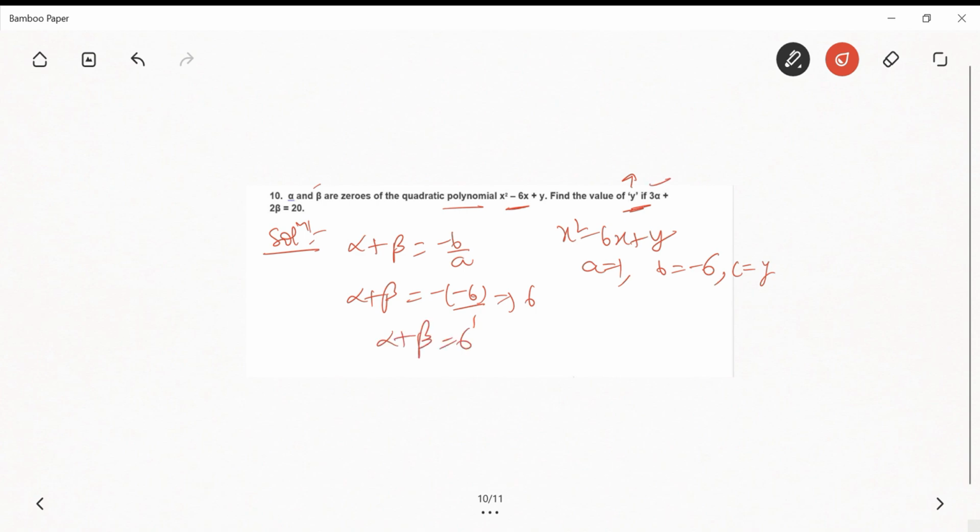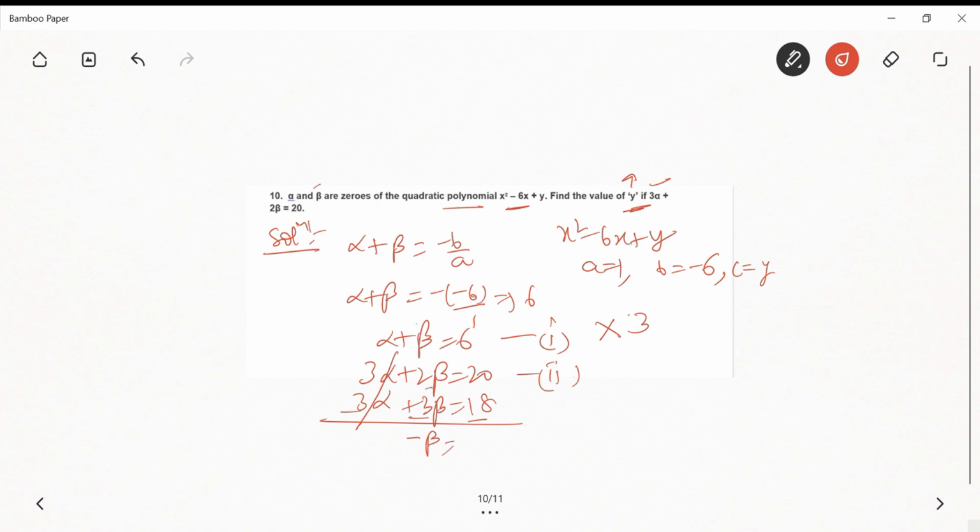And the second equation is given to us, that is 3 alpha plus 2 beta is equal to 20. So this is our first equation, this is our second equation. Now we will apply the elimination method. Let's multiply the first equation by 3. You will get 3 alpha plus 3 beta is equal to 3 sixes, 18. Now minus minus, change the sign, it will cancel out. 2 beta minus 3 beta, so minus beta is equal to 20 minus 18, that is 2. So the value of beta is minus 2. Put minus 2 in the first equation. You will get alpha minus 2 is equal to 6, and alpha is equal to 8.